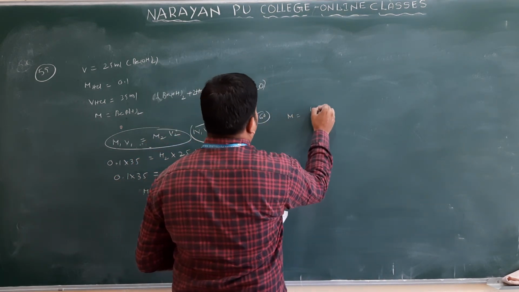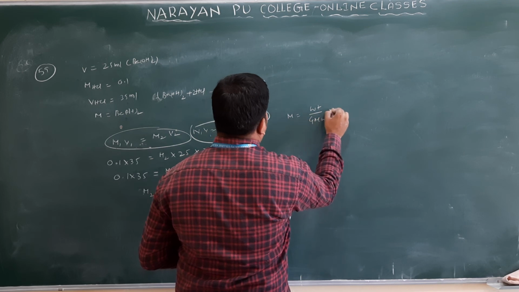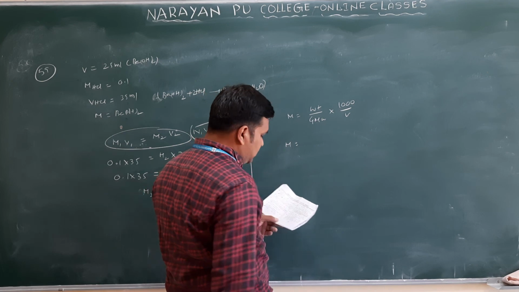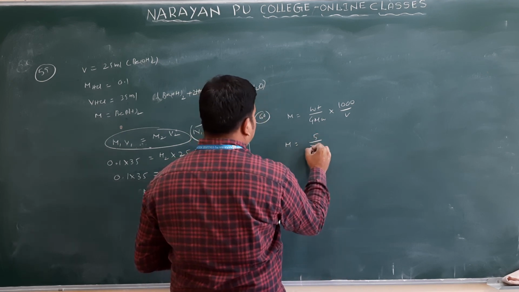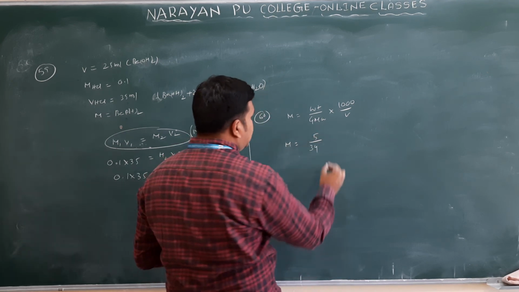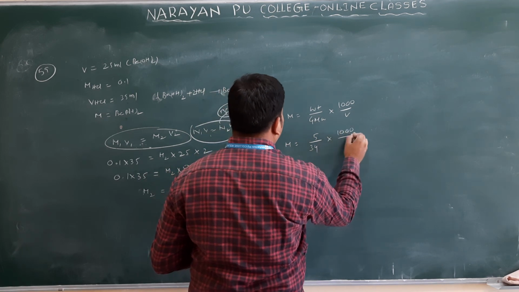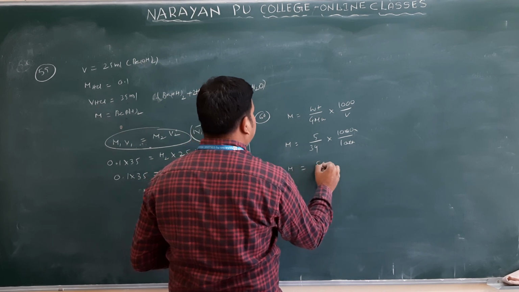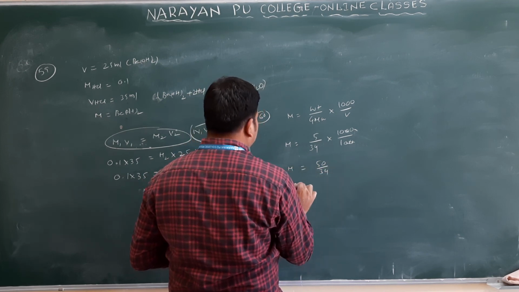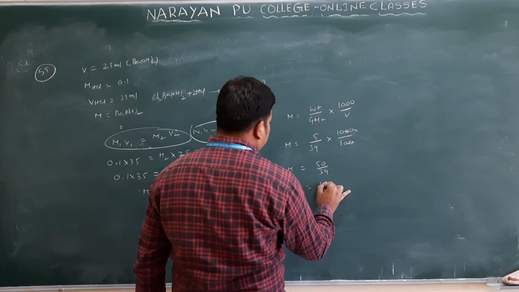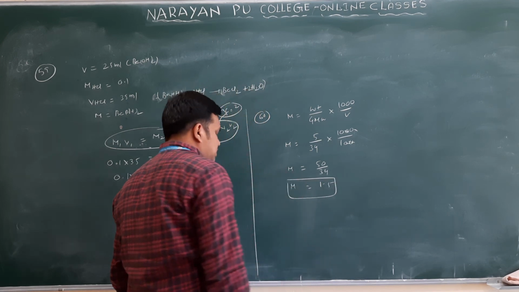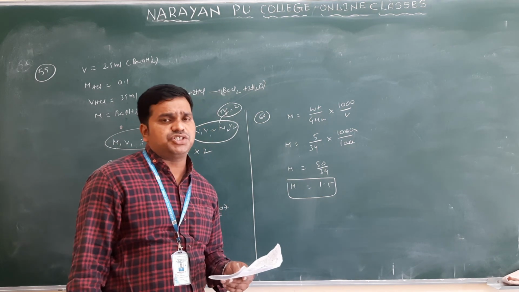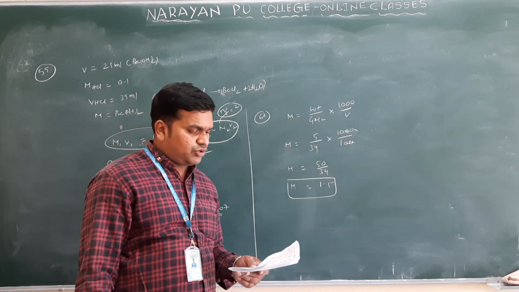Molarity, M is equal to weight by gram molecular weight into 1000 by volume. The weight given is 5 grams only. Gram molecular weight of H2O2 is 34 only, into 1000 by 100. Here the zeros will cancel, so M is equal to 50 by 34 only. We will get approximately 1.5. It comes to 1.4, but we will take 1.5 only. So this is question number 60 only. These are the solutions regarding the objective exam only.